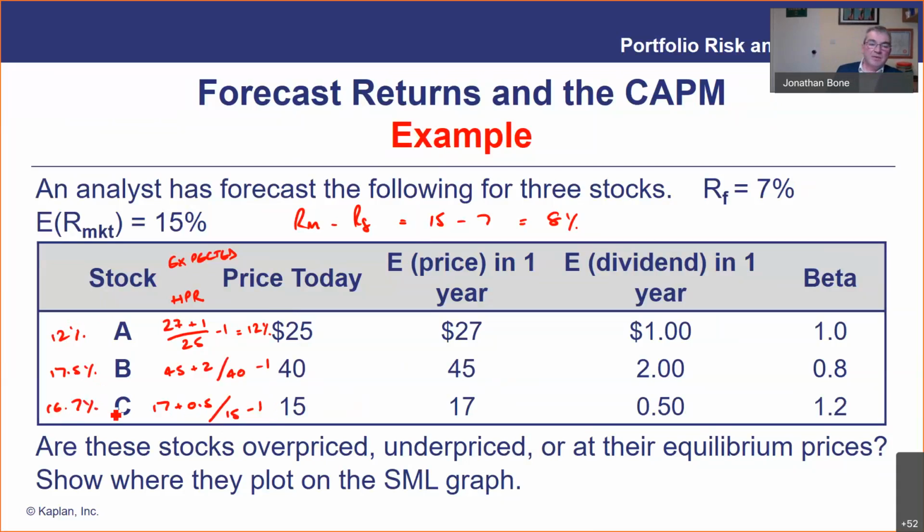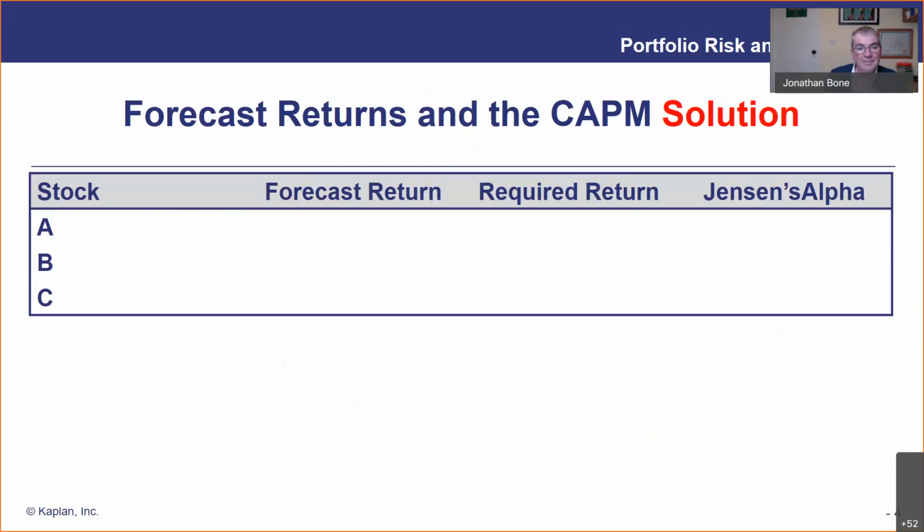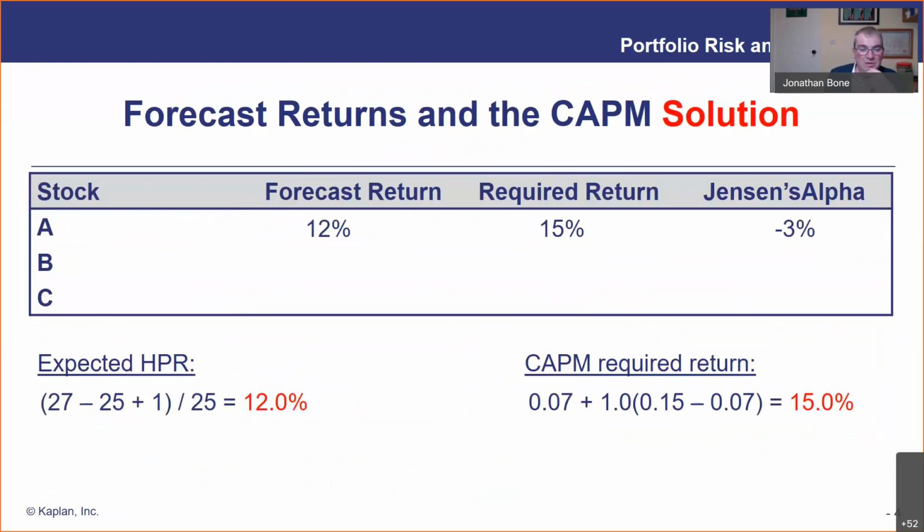Okay, so we've got the expected holding period return. Now what we can then do is use our betas and the risk-free rate and the equity risk premium to work out the required return on each stock. There's our forecast return on stock A, 12%. Notice our required return using CAPM: 7% risk-free rate, equity risk premium 8%, and we're told this stock has a beta of 1. So 7 plus 8 gives us 15%.